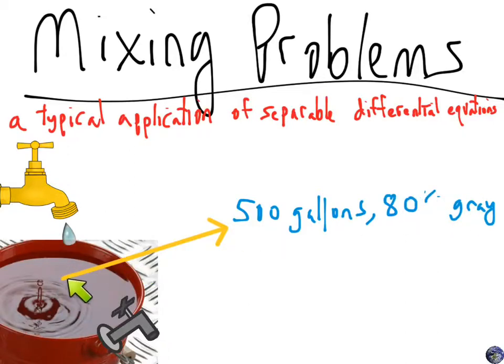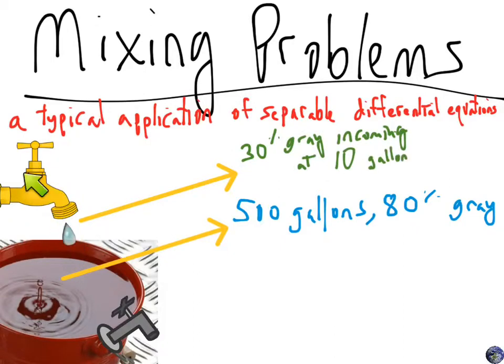So pretty dark. On the other hand, there's something pouring in, a lighter color. I'm going to say it's a 30% concentration, so a 30% gray color is coming in. And it's important to know not just the grayness level of the incoming, but also how fast it's coming in. I'm going to say that it's pouring in at 10 gallons per minute. So we start with 500 gallons, pretty dark at 80% gray, and pouring in is a fairly light mixture, coming in at 10 gallons a minute, only 30% gray.